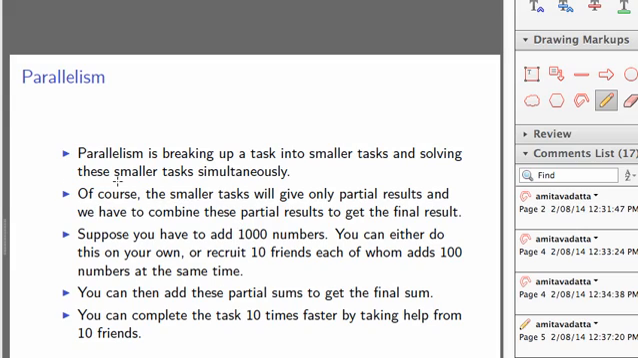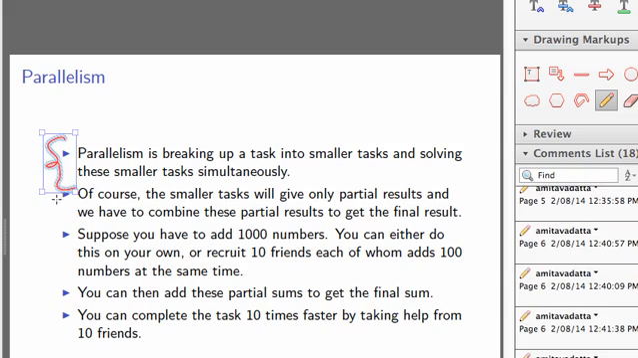Now, we will study parallelism in this unit in a deeper sense. We'll study the breaking up of a task into smaller tasks and solving these smaller tasks simultaneously. So instead of the previous scenario where you ran several applications at the same time, here we'll run a single application, but break it into smaller parts and run them on multiple cores or multiple machines. Of course, these smaller tasks will only give partial results, and we have to combine these partial results to get the final result.